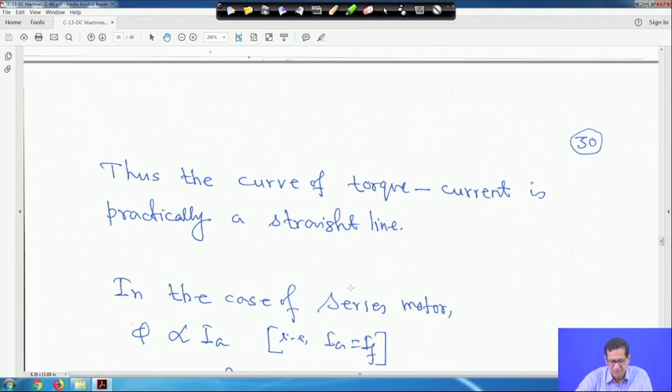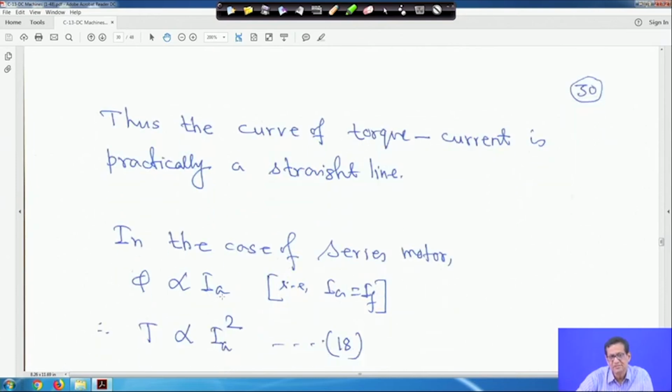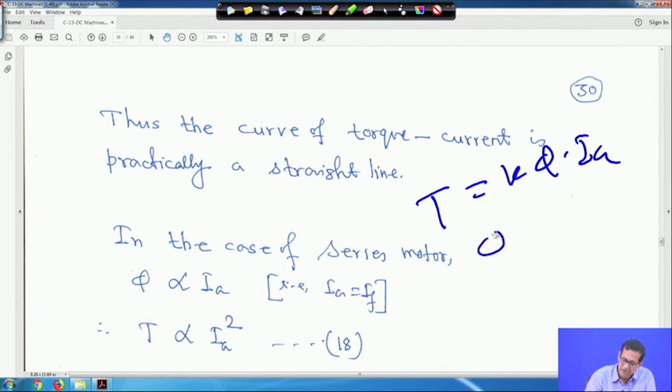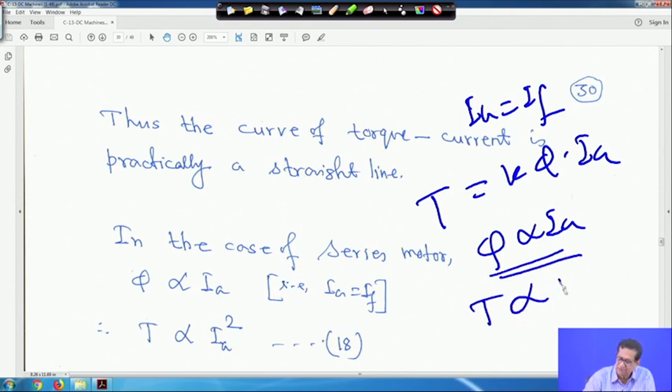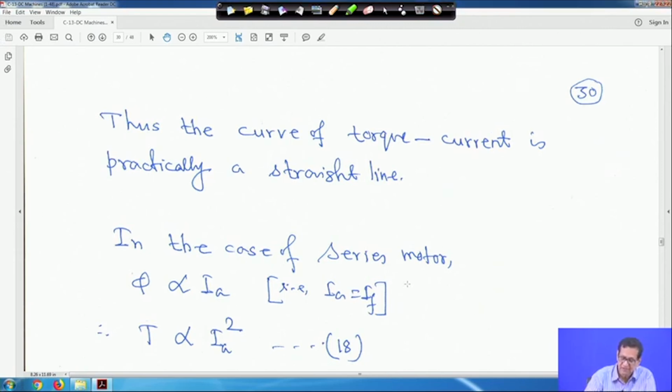Now, in the case of a series motor, because the series field is in series with the armature, the armature current is equal to the field current, right. That means flux is proportional to IA, because torque is equal to K into phi into IA. For a series motor, your flux is proportional to IA, because in a series motor IA is equal to IF, since the series field is connected in series with the armature. That means if phi is proportional to IA, then the torque is proportional to IA square. So, that is why torque is proportional to IA square.